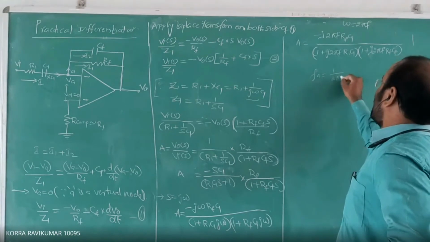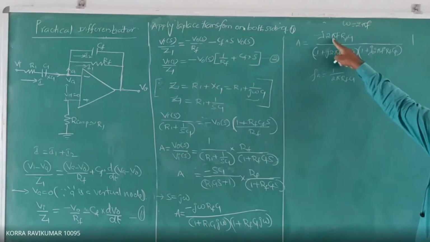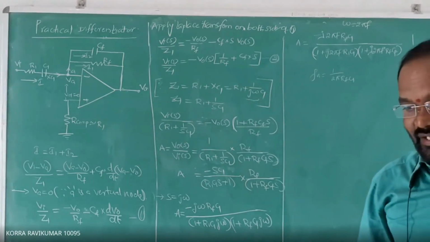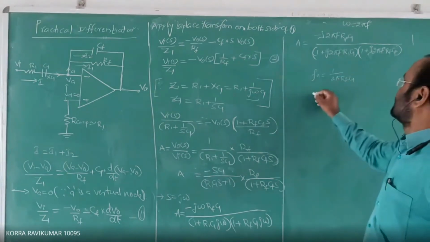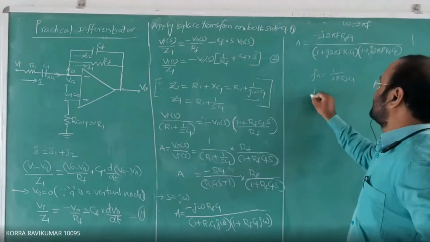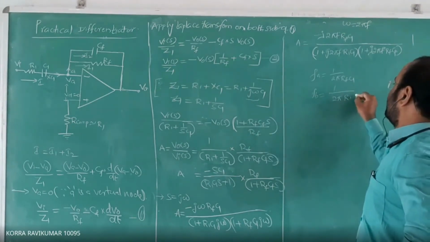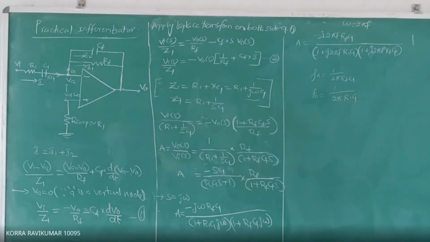From this expression, from our previous derivations, we know fa is equal to 1 by 2 pi RF into C1. This value, 1 by 2 pi RF C1, is the lower cutoff frequency fa, whereas the upper cutoff frequency fb is equal to 1 by 2 pi R1 into C1. See here, fb is the upper cutoff frequency, 1 by 2 pi R1 C1. This is the lower cutoff frequency and this is the upper cutoff frequency.